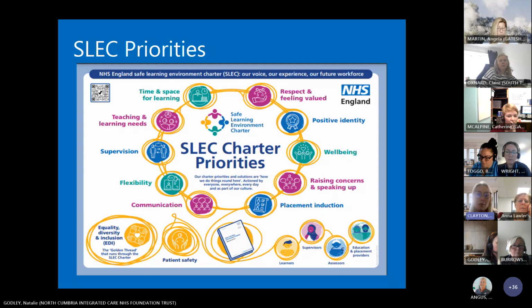So we're now going to look at the poster. This is a SLEC poster, and this is what you'll possibly see around different trusts and different areas. The poster highlights the 10 key priorities of SLEC that were identified from the focus group data. The 10 priorities can be seen around the edge, threaded by a strong golden thread that runs through the Charter with the EDI and the patient safety, which are fundamental to patient care. And it really is the four-way partnership between the learners, the practice educators, education and placement providers.